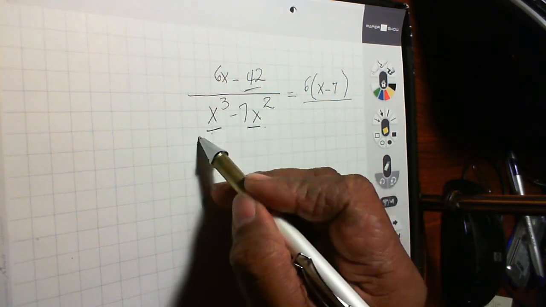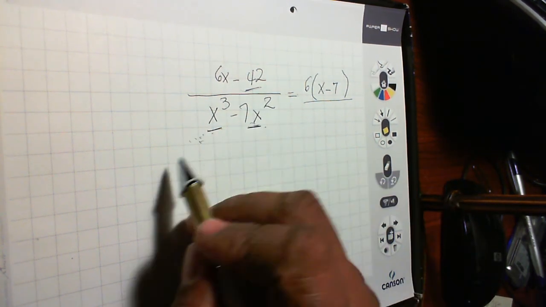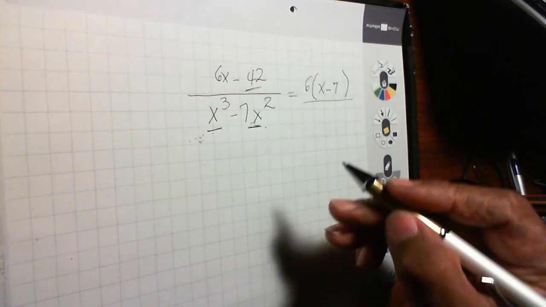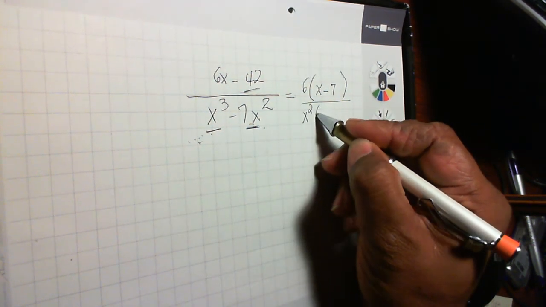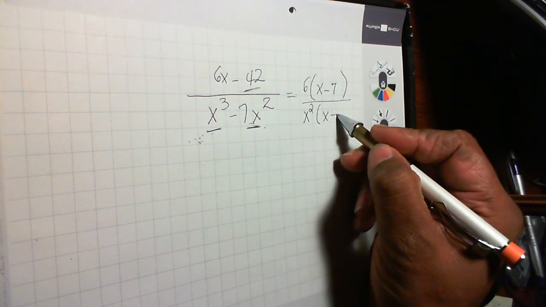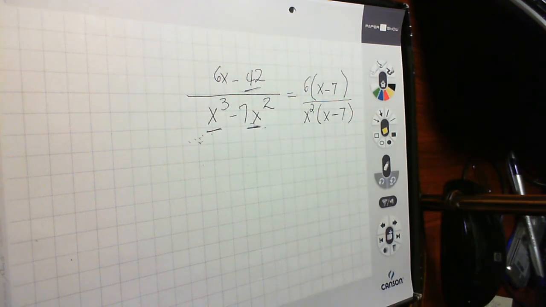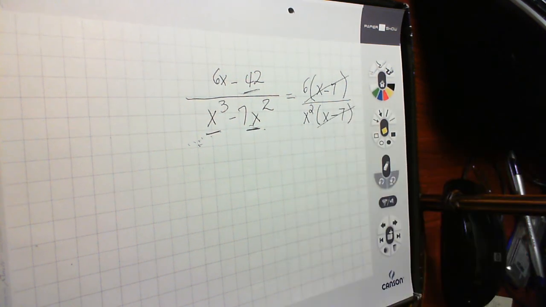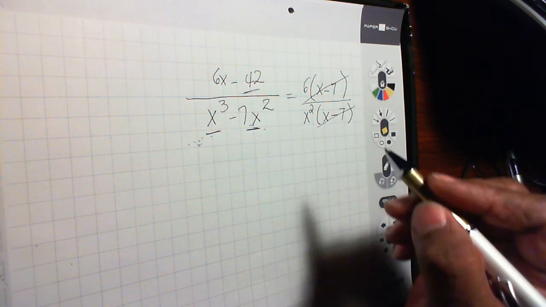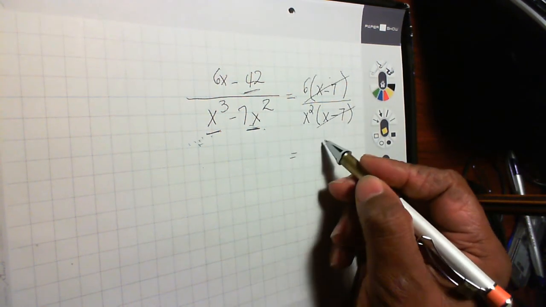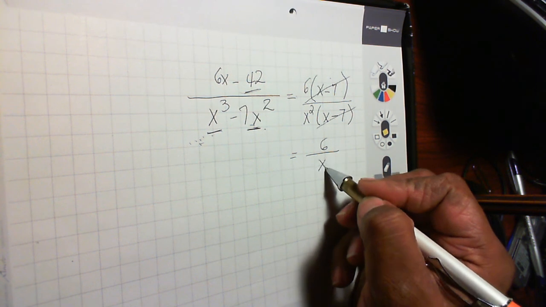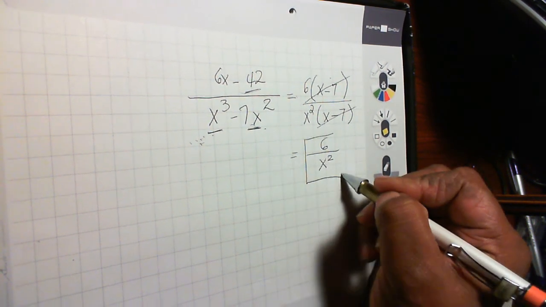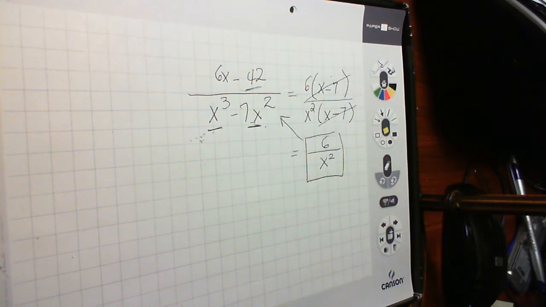Here, the largest common factor out of the two bottom terms is x squared. So we factor out an x squared and are left with x minus 7. In this case, these terms will cancel. Cancel means divide out to give you a 1. So we have 6 times 1 is 6, and x squared times 1 is x squared. So that's the simplified form of this rational function.